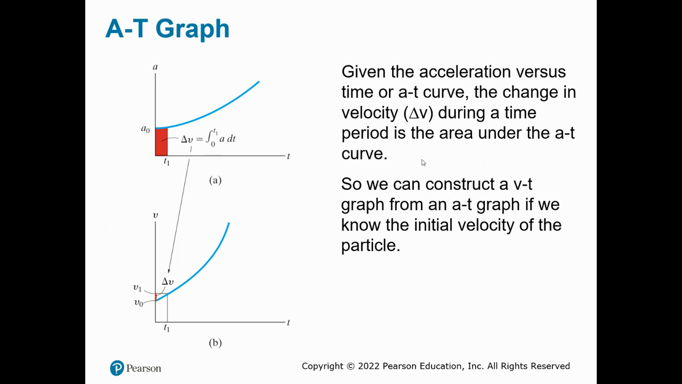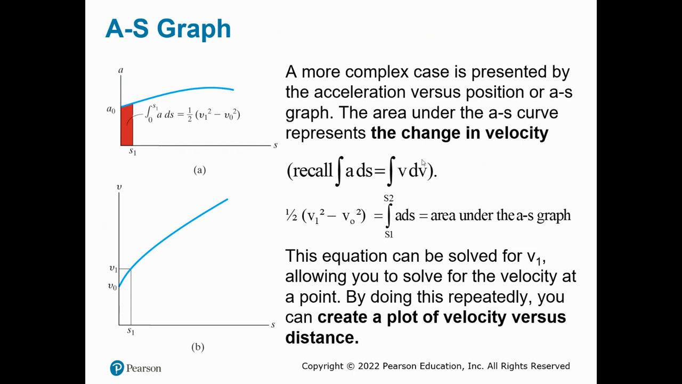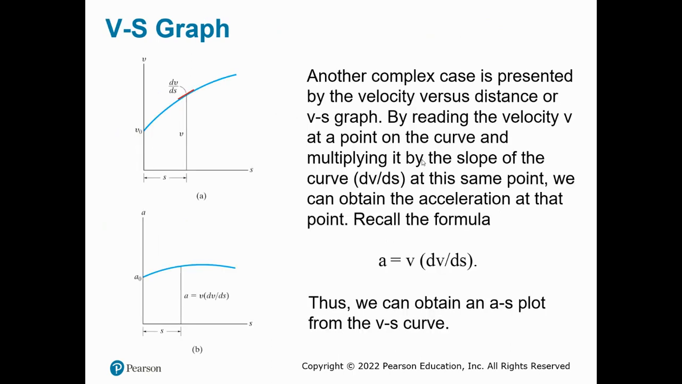So if I calculate the area under the curve, doing the integral, from the AT diagram we can go backwards. The integral will give me the velocity versus time, VT diagram. Also, if I have the AS diagram, acceleration versus position, and I do an integral, plotting the area under the curve, this will give me velocity versus distance. If I have the VS, taking the integral will give me the AS.